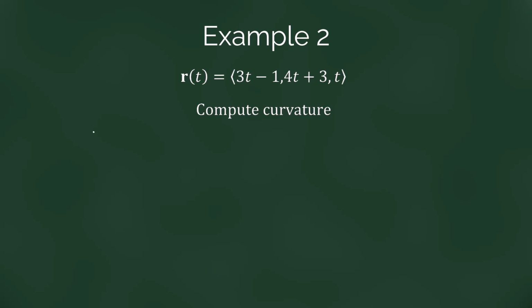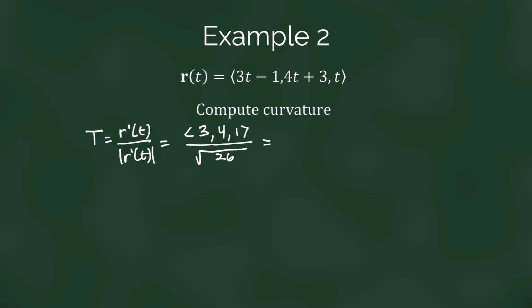So we need the vector T first, which is going to be r prime of t over its magnitude, which is going to be the vector 3, 4, 1, divided by the magnitude of that, which is the square root of 26. So we get the vector 3 over root 26, 4 over root 26, 1 over root 26.